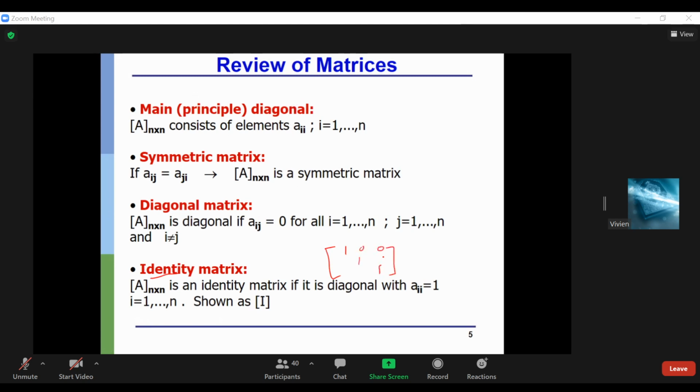So why is this called identity? Anyone knows? I would like to try to answer, ma'am. Yes, Nicholas? Can I answer it in Indonesian?